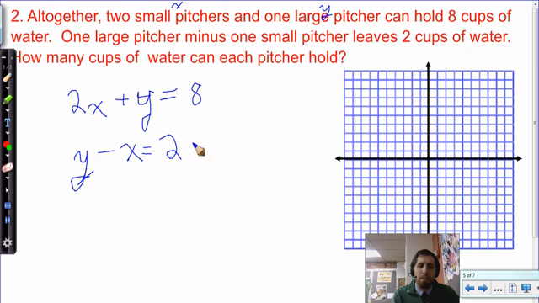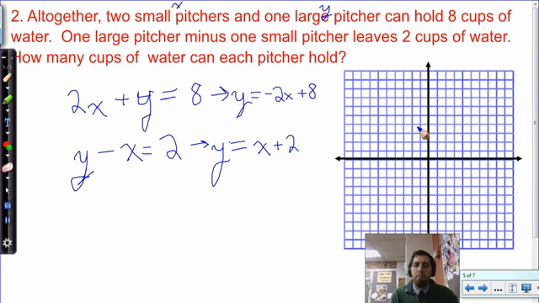So I'm going to transform this equation just by adding x to both sides, and I would then have y equals x plus 2. And I can transform this one by isolating y by subtracting 2x. So this would be y equals negative 2x plus 8.